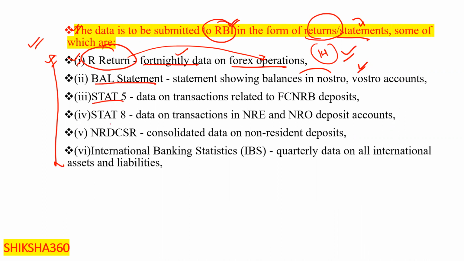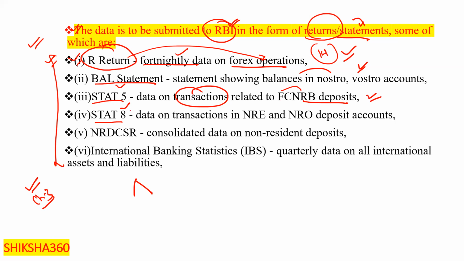Stat 5, Stat 8. You have to remember both. This is very, very important from the examination point of view. Stat 5 is the data on transactions related to the FCNR(B) deposits. There are different types of accounts which we will discuss in chapter number 3 regarding foreign accounts. Under that are the FCNR(B) deposits. This account has to be maintained in foreign currency.